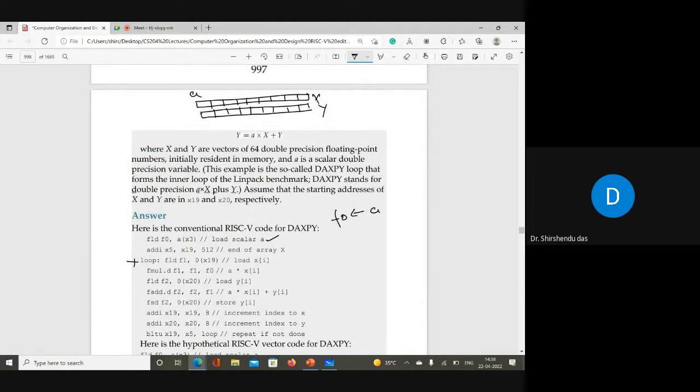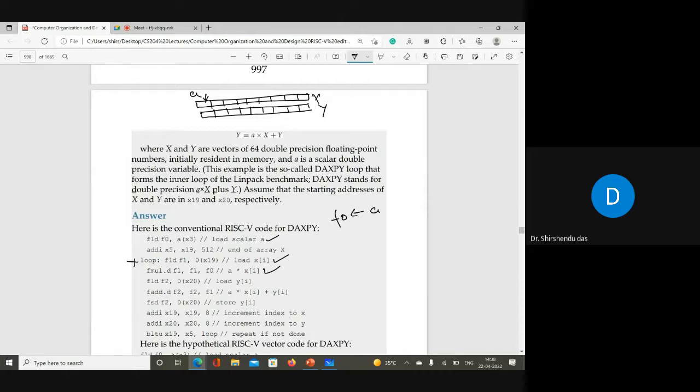But inside the for loop, first they will load x0, and then they will perform a plus x0. See, first they are loading x0 here, and then, no, it's not a plus, it's multiplication. So they will perform a into x0. Okay, then what do they need to load now?